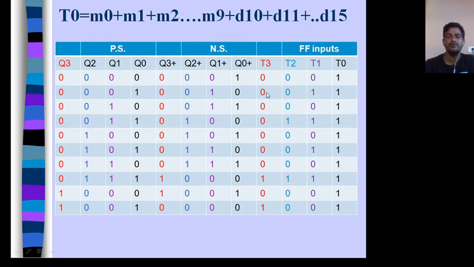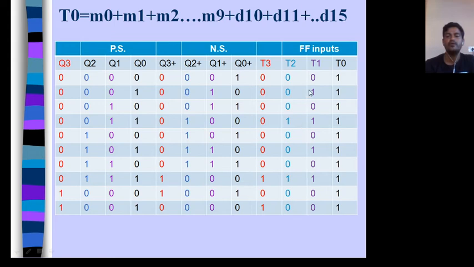You can write down 0, 0, 0. Then 0 XOR 1, 1. Then 1 XOR 1, this is 0. Then 1 XOR 1, 0. Then 1 XOR 1, 0. Then 1 XOR 0, 1. Then 0 XOR 0, 0 XOR 0.